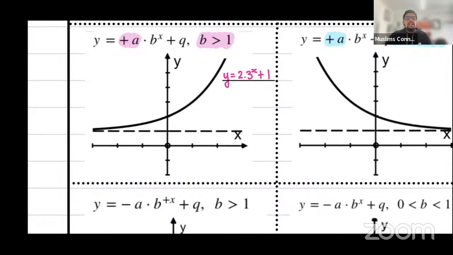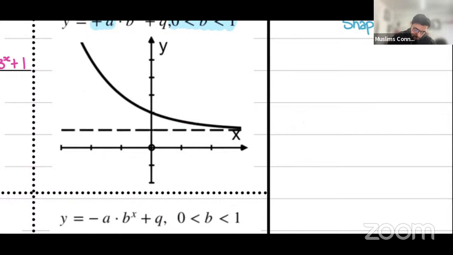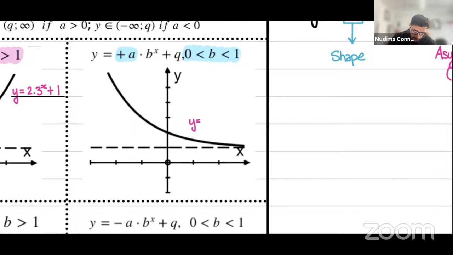And I have 3 as b, which is greater than 1. So 3 to the power of x, plus 1, and 1 is the horizontal asymptote. What would an example for this equation be? Y is equal to a positive a value, so even just positive 1 times b to the power of x, but b must be between 0 and 1. So it's a fraction, a half to the power of x, plus 1, for example.